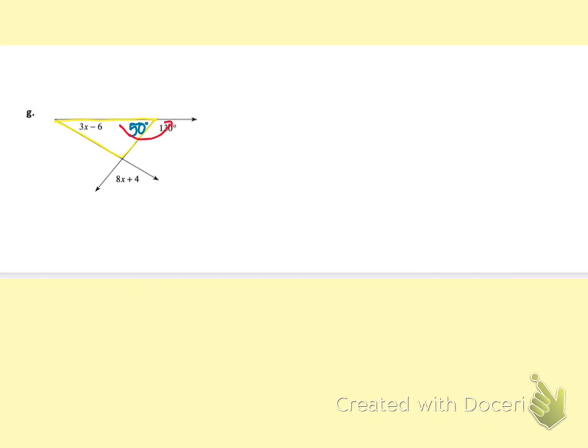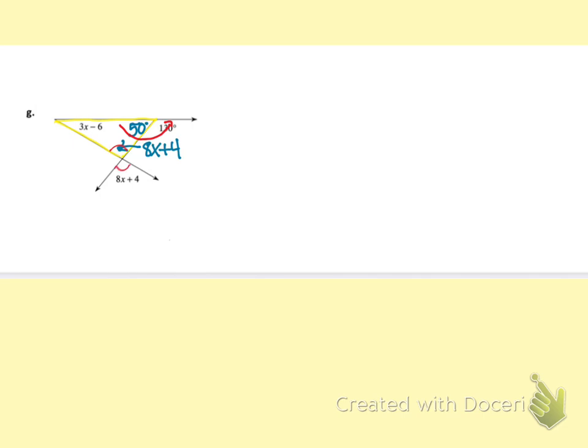Well, now what? Because I still don't know really anything about this angle down here. Well, technically I do. Because even though it's not labeled, I actually know that this angle right here could be expressed as 8x plus 4. Now, how do I know that? Well, because these angles right here are vertical angles.